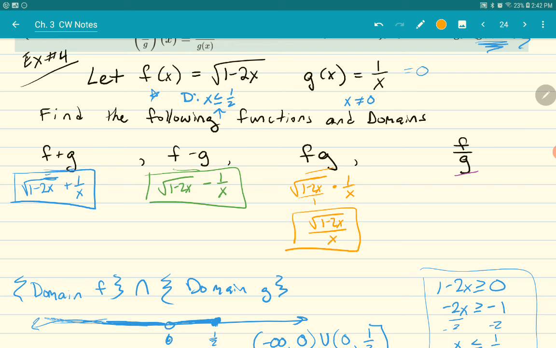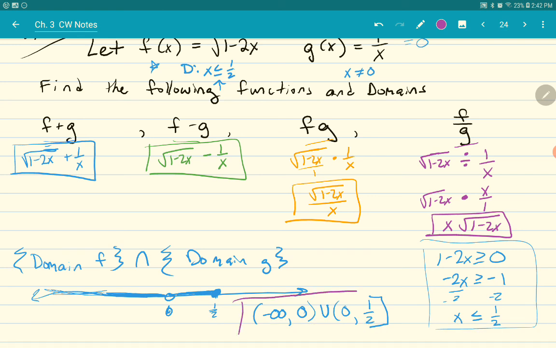And then the quotient, so I have f of x divided by 1 over x, which is the same as the square root of 1 minus 2x. Flip the second and multiply, which means I can get rid of that 1 in the denominator, and I get x out in front, and I get 1 minus 2x in the square root. So that's my final quotient. And again, all 4 of these will have that common domain of this thing right here.